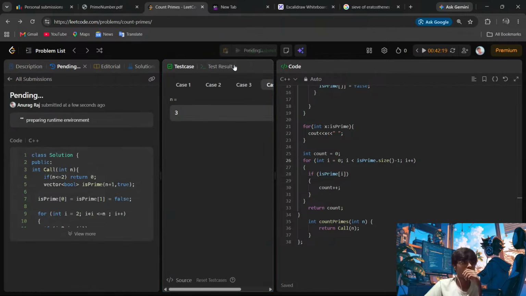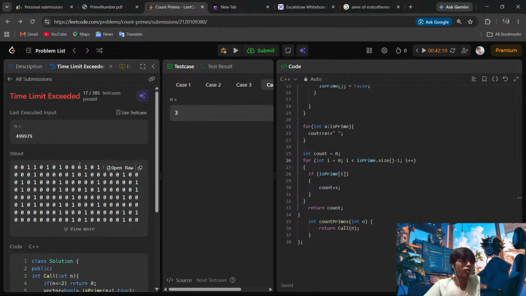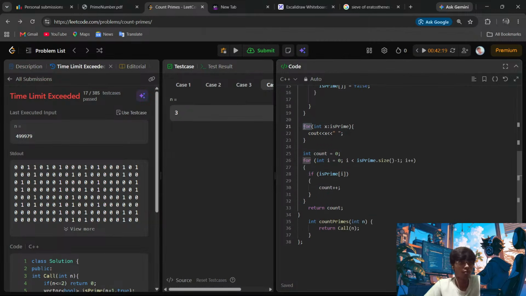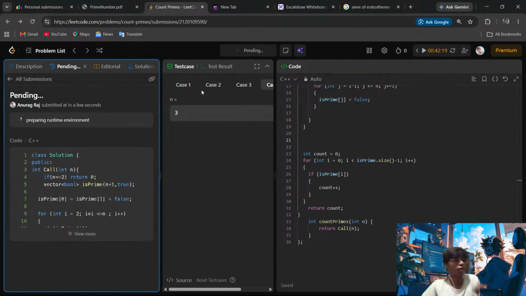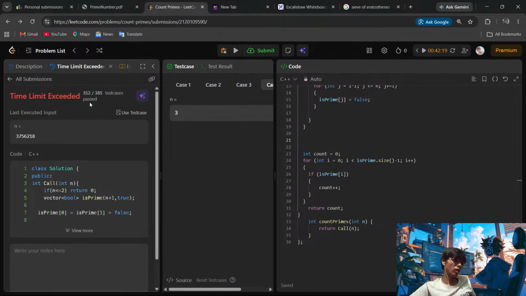If I add that case or if I submit it, oh, it's time limit exceeded. And if I remove this, then what? Then also the time limit has been exceeded for this much larger value.